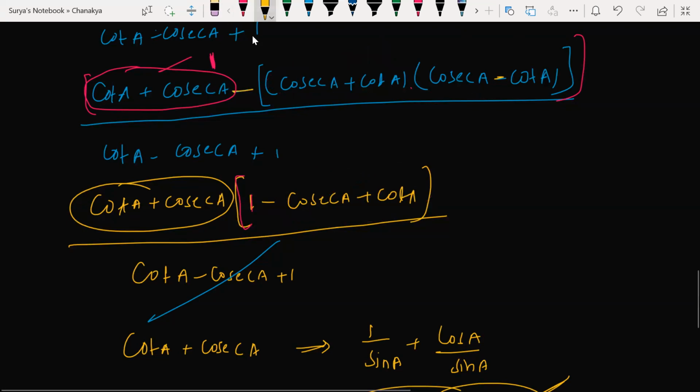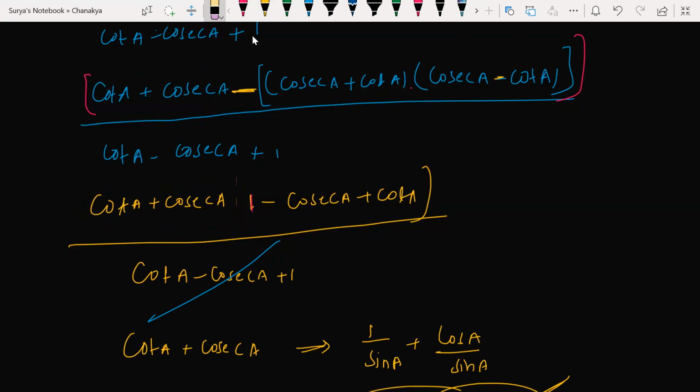Any doubts? So here we cannot take common for cosec A minus cot A. No? Who said we cannot take that common? I didn't take that common. I took only this common. Look at it, cot A plus cosec A I took common. Since I have cosec A plus cot A here, that is the only term I took common. So 1 minus this as it is, I wrote here, check.